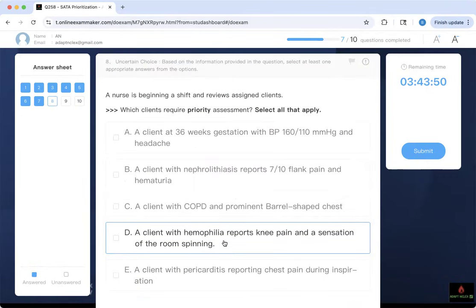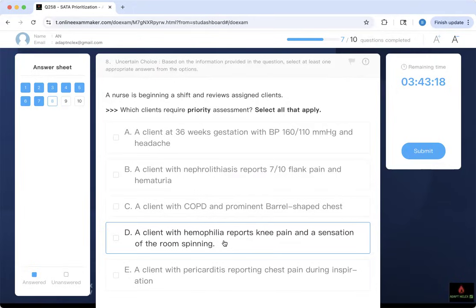Number 8, which client requires priority assessment? That means it's the same thing. It does not matter which one you see first. Priority assessment means you pay more attention to them than the rest of the patients, even though all the other patients need something to be done. It's the beginning of a shift and you review assigned clients. Selected apply. Which one needs priority assessment? The client is 36 weeks gestation, blood pressure 160/110, and complains of headache.